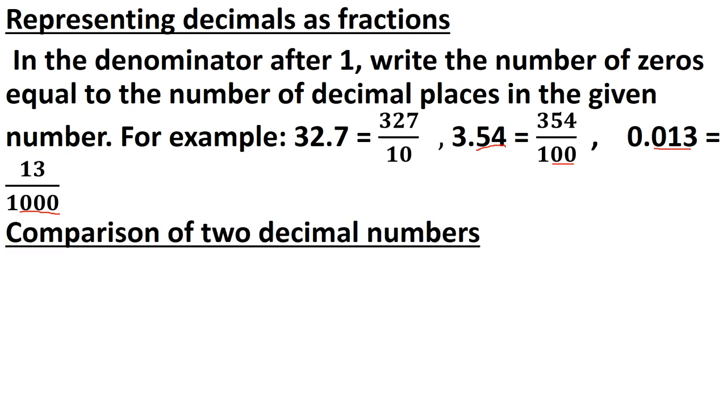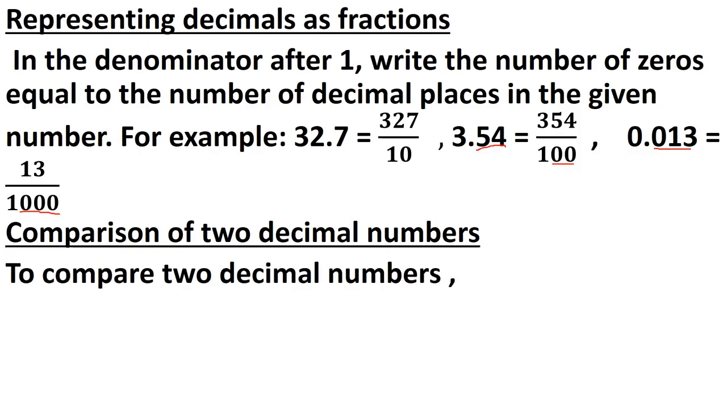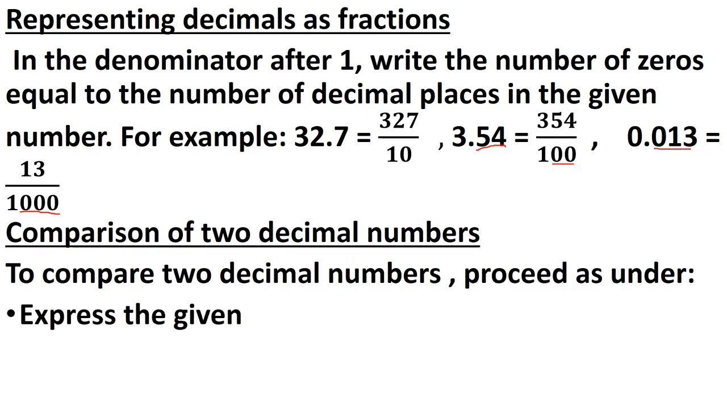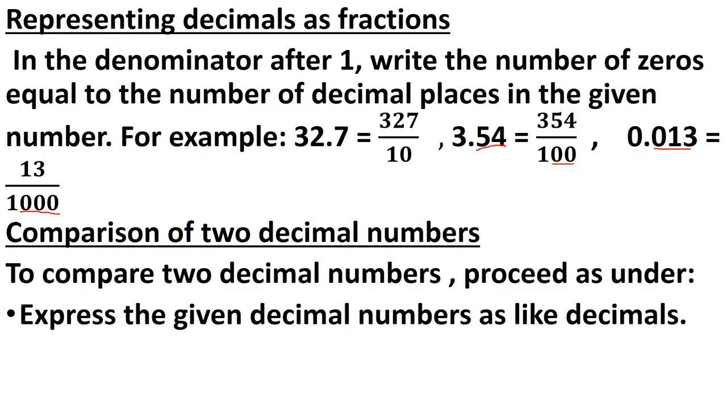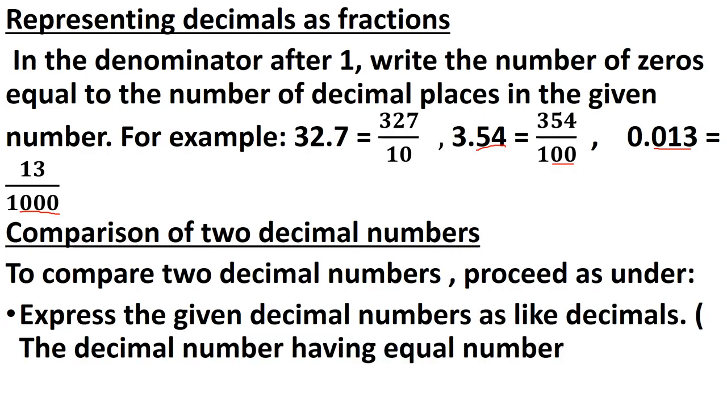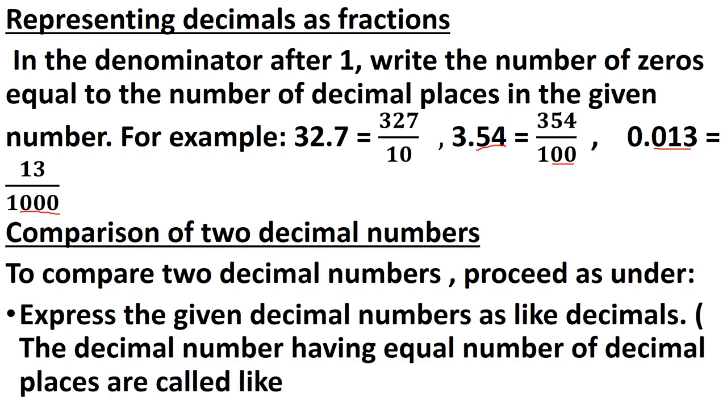Comparison of two decimal numbers. How do we compare two decimal numbers? To compare two decimal numbers, proceed as under. There are some steps you need to follow. First, express the given decimal numbers as like decimals. What are like decimals? That I have told you. The decimal numbers having an equal number of decimal places are called like decimals. Okay. So first of all, convert the decimal numbers into like decimals.